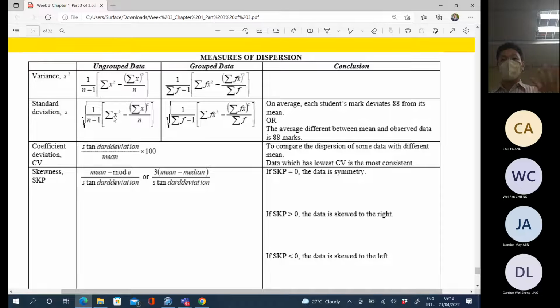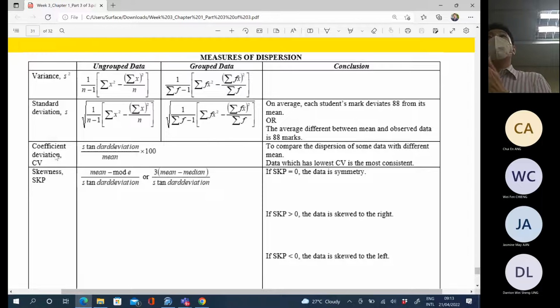Okay, so what is the formula? Formula is using standard deviation divided by mean, and then multiply with 100%. In fact, should put percentage at the back. Okay, so simplified, your answer can be less than 10%, can be about 50%, can be more than 100%. Okay, so bear in mind, the unit for CV is always in percentage.